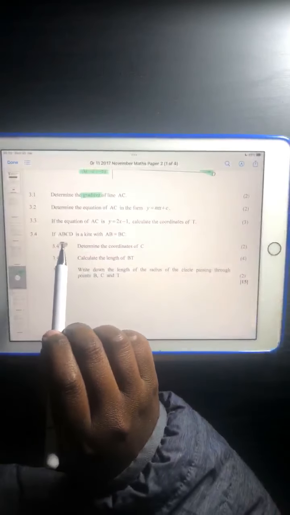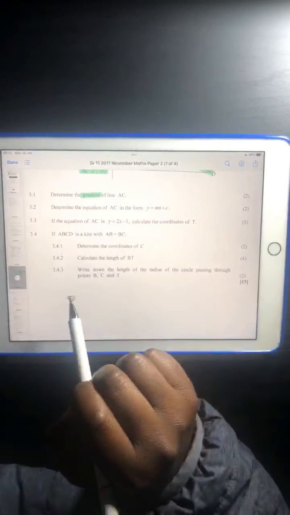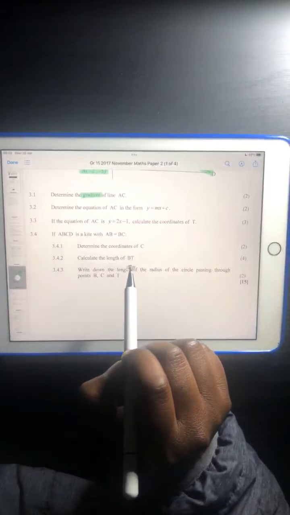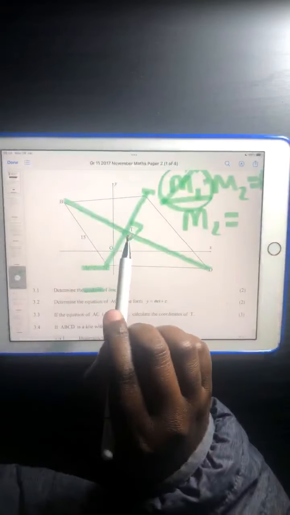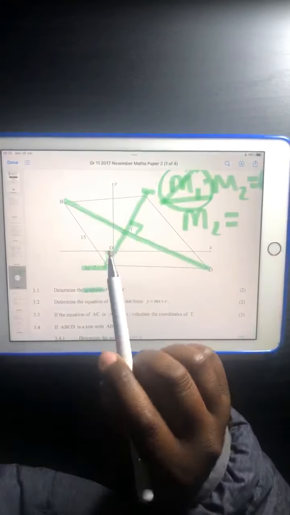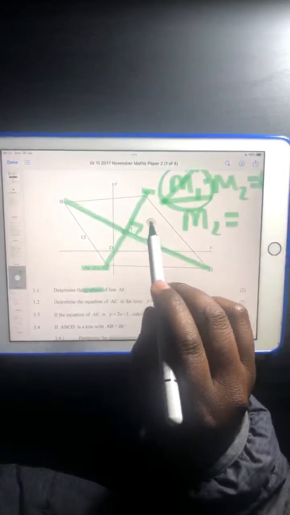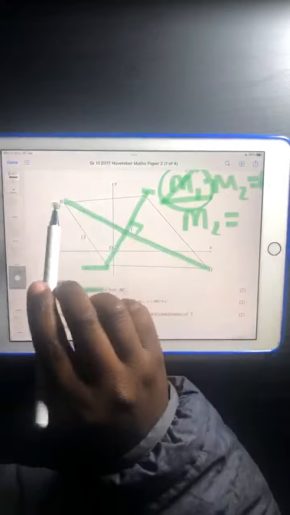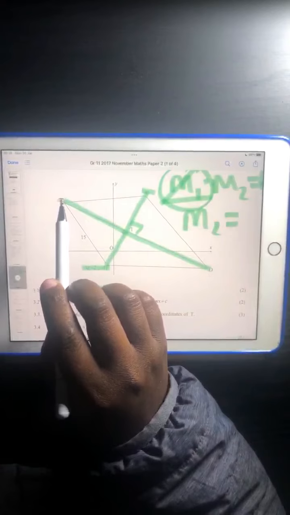Can you see if this is a kite with AB being equal to that? Determine the coordinates of that. I'll still take you through that. They ask to calculate the length of BT. So can you see, if you want me to calculate the length, let's see, where's B? There's B, there's T. Do I have the two points? If I don't have the two points, it means I must calculate the second. There's a question that says calculate the coordinates of T. So if now they're talking about BT, it means you need the coordinates of T. So you must find T first in order to answer the question.